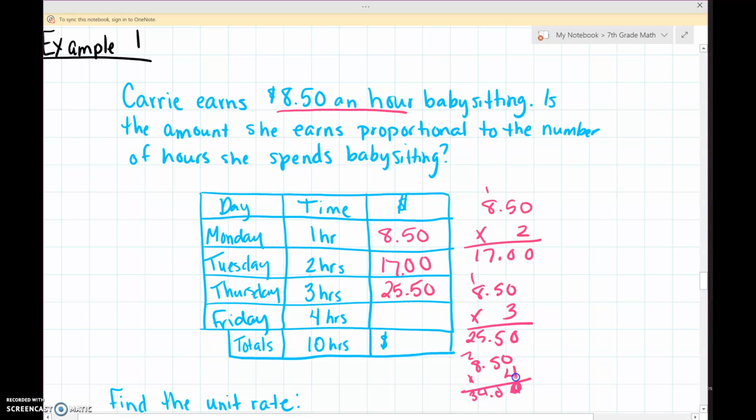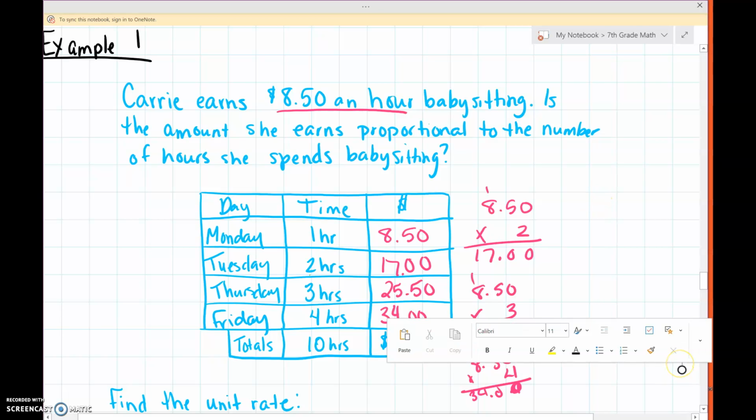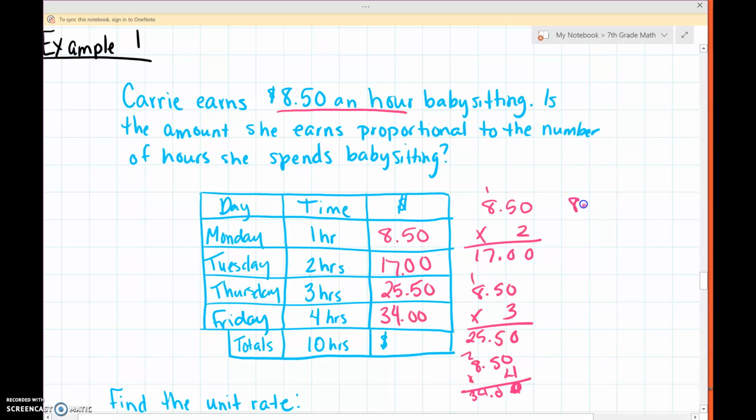Oops, 0 times 4 is not 4. That's 0, $34. All right, so we want to know how much she spent. So if she worked 10 hours, I do $8.50 times that 10 hours. My 0 can just come down.